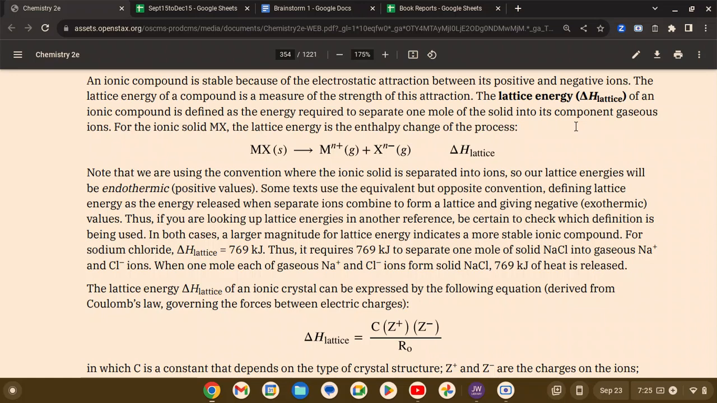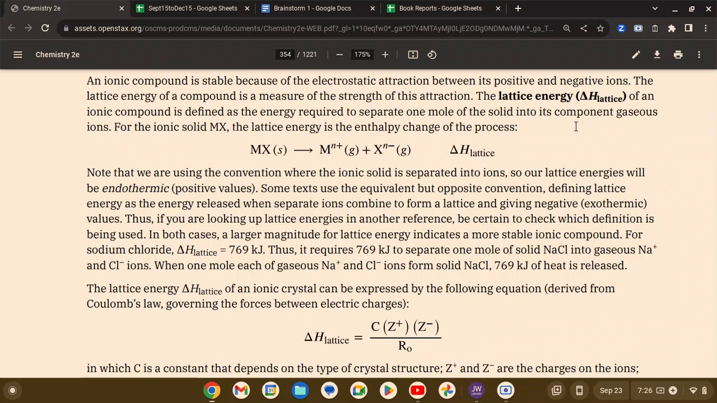Some texts use the equivalent but opposite convention, defining lattice energy as the energy released when separate ions combine to form a lattice and giving negative values. Thus, if you are looking up lattice energies in another reference, be certain to check which definition is being used. In both cases, a larger magnitude for lattice energy indicates a more stable ionic compound.